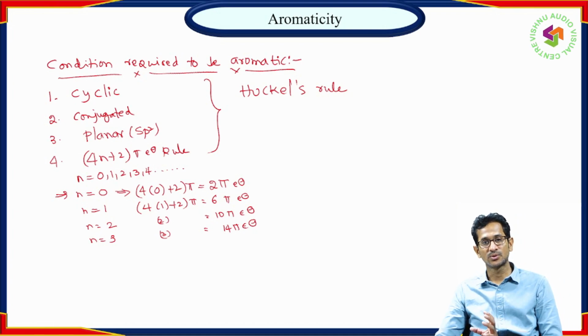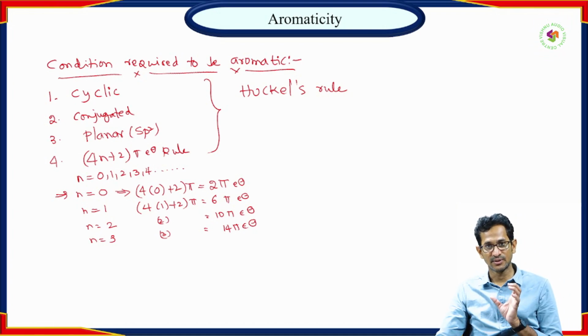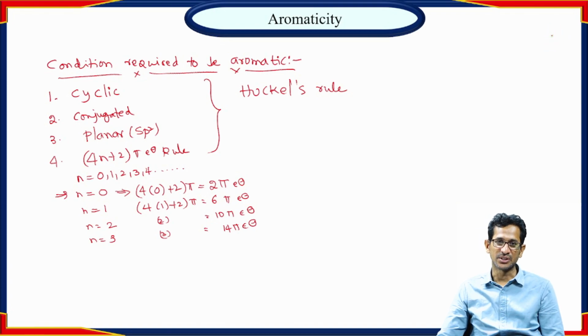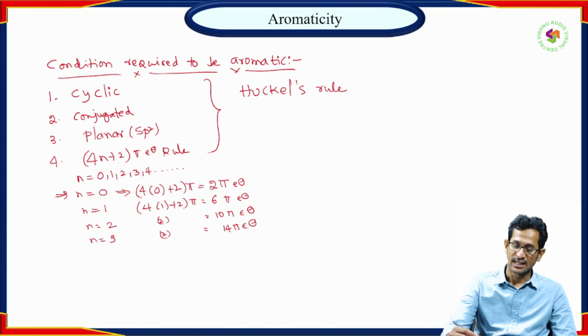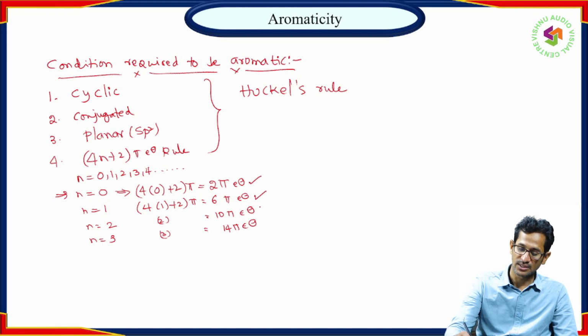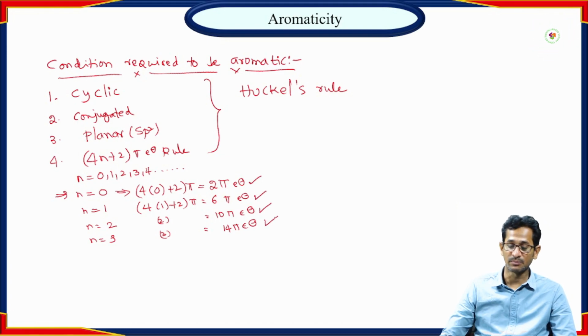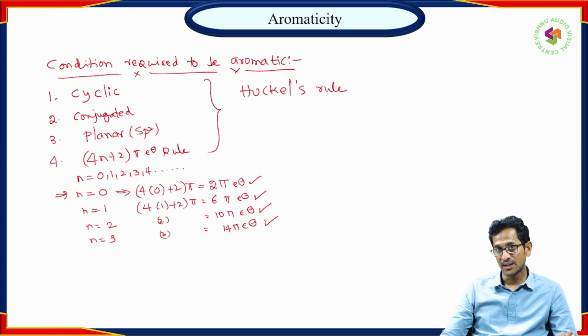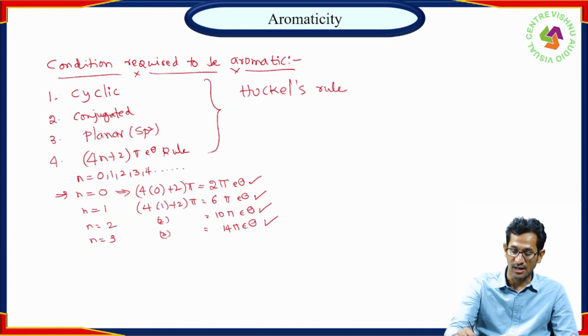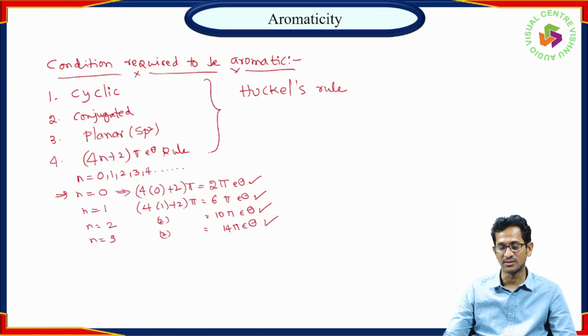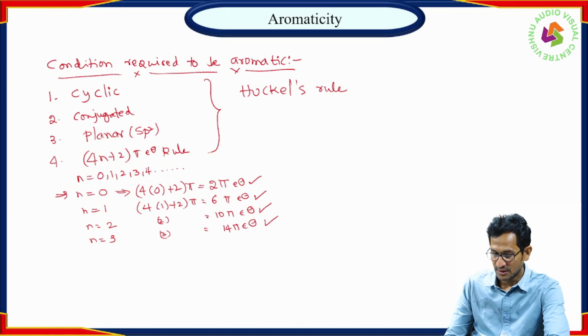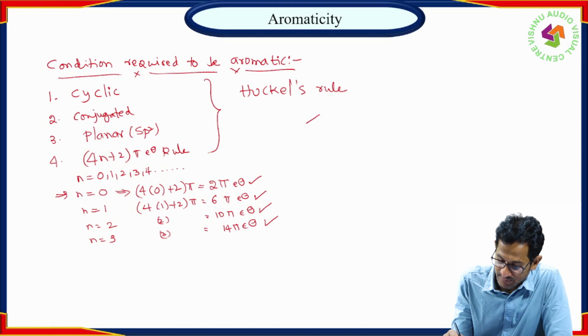We have to substitute the different n values starting from 0 in the given equation, and finally we will get 2 pi electrons, 6 pi electrons, 10 pi electrons and 14 pi electrons. Your compound must contain pi electrons, and that number must match any one of these Huckel's numbers. I will start with an example like benzene. Our well-known example is benzene.